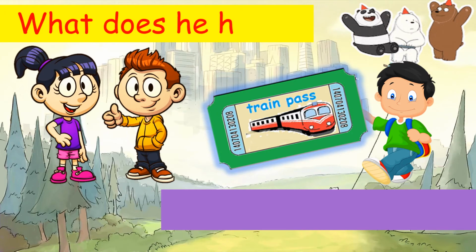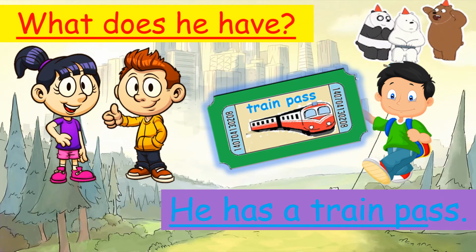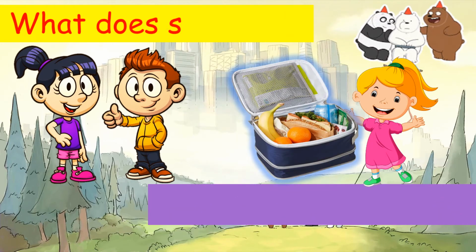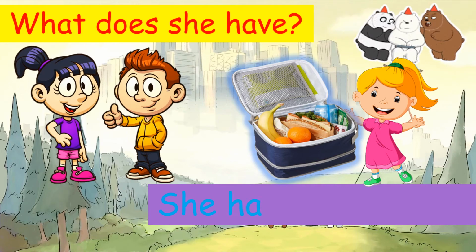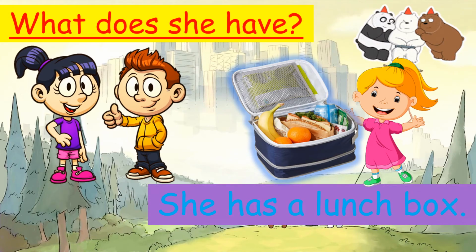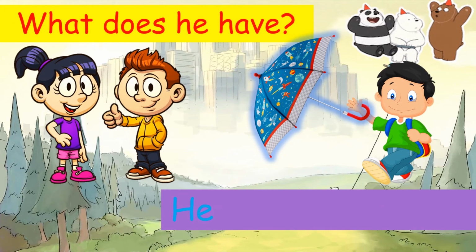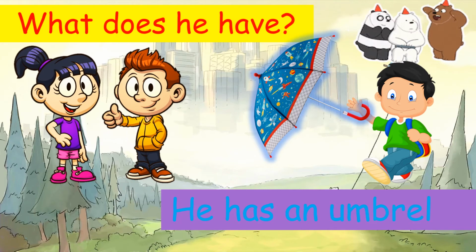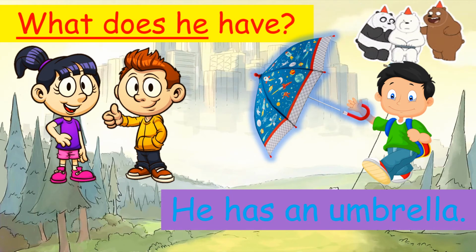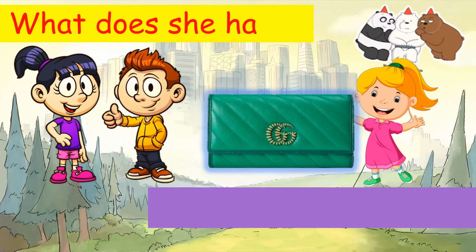What does he have? He has a train pass. What does she have? She has a lunchbox. What does he have? He has an umbrella. What does she have? She has a wallet.